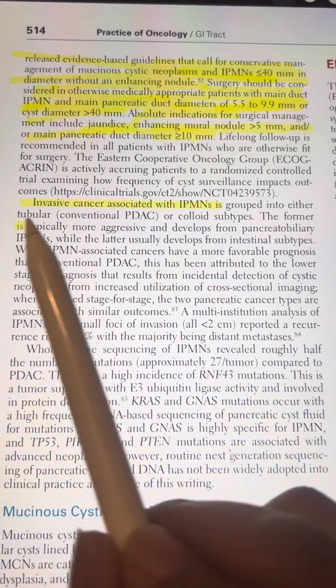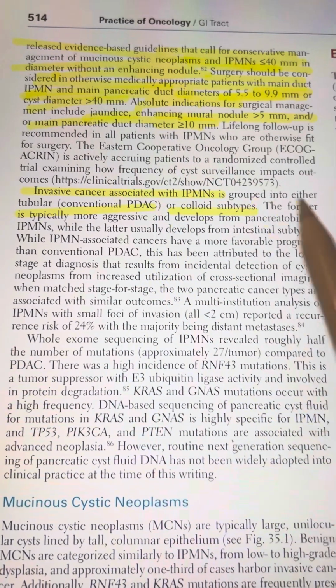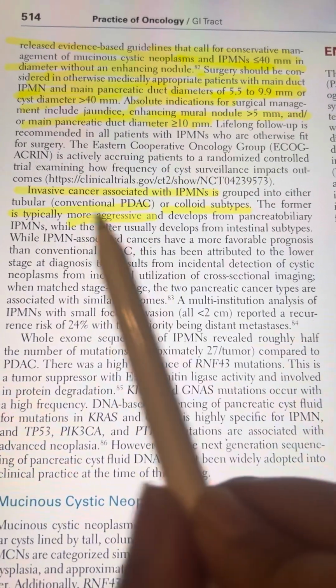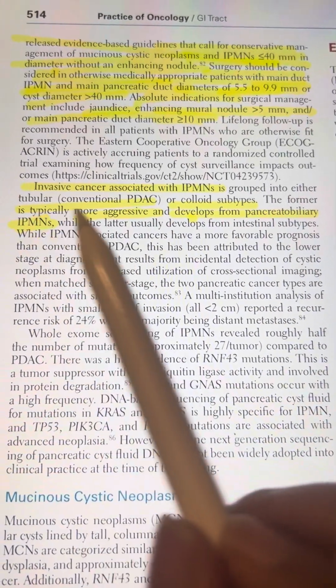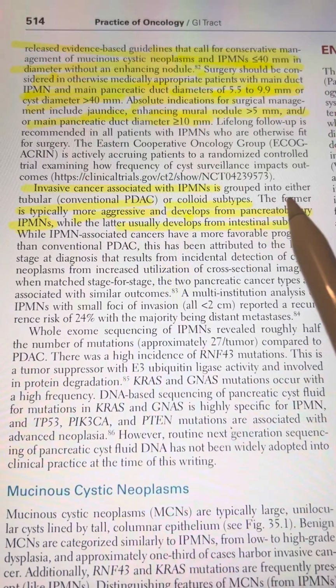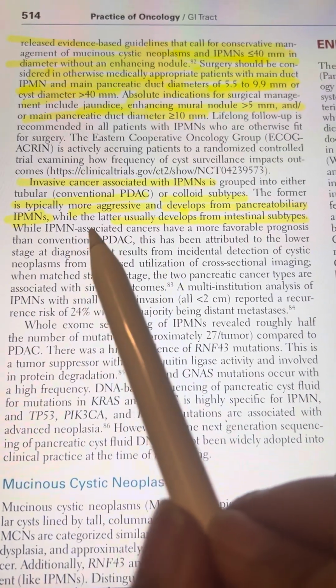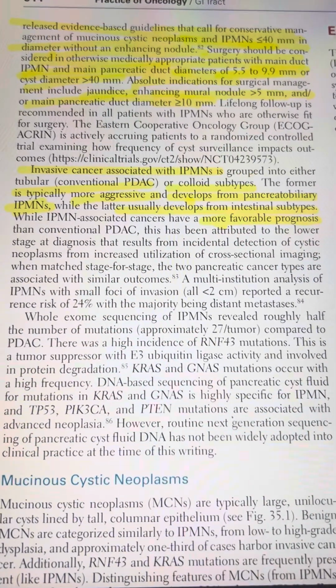So invasive cancer associated with IPMN is grouped into either tubular, conventional pancreatic duct adenocarcinoma, or colloid subtype. The former is typically more aggressive. Tubular is more aggressive and develops from the pancreatobiliary IPMN, while the latter, the colloid subtype, usually develops from the intestinal subtype. IPMN-associated cancers have a more favorable prognosis compared to conventional ones.